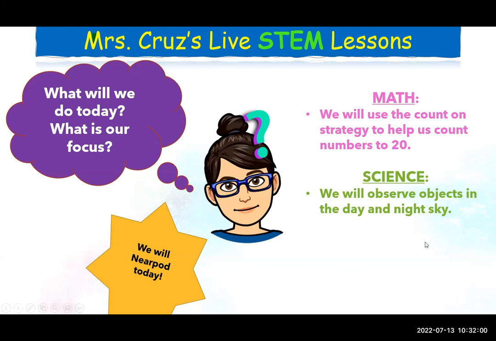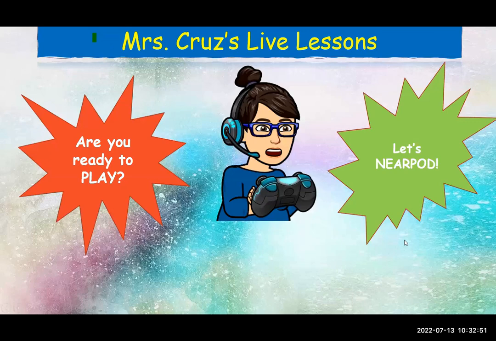Today, we're going to use the count on strategy. A strategy is like a tool to help you. So it's a way to help you count all the way up to 20. Zero. Uno, dos, tres. In English, 0, 1, 2, 3, 4, 5, 6, 7, 8, 9, 10, 11, 12, 13, 14, 15, 16, 17, 18, 19. Do you know it? Faltan 20. 20. Yes, very good. And then in science, we will make observations about the objects that we can see in the nighttime and the daytime sky.